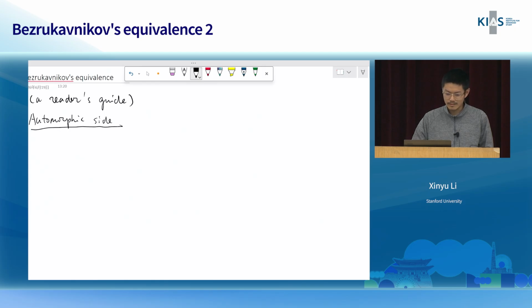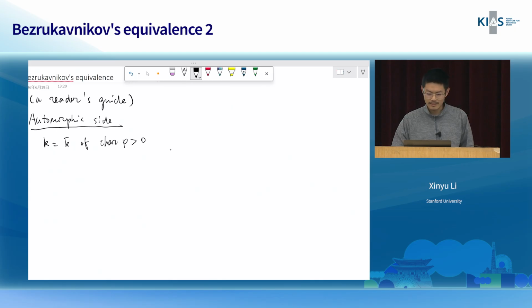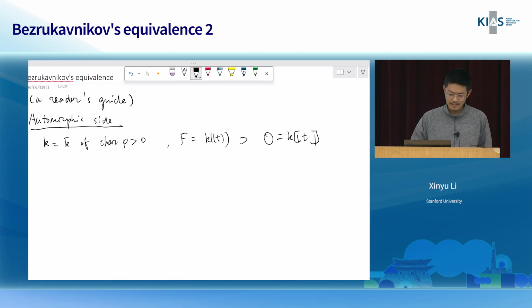Bezrukavnikov's original paper worked in the equal characteristic situation, though new developments in this area possibly make it work also in mixed characteristic, but I will work in the equal characteristic situation. So k equals k bar is an algebraically closed field of characteristic p, and F is the Laurent series ring, which contains the ring of integers, denoted by O. Okay, so G is a split reductive group over F.